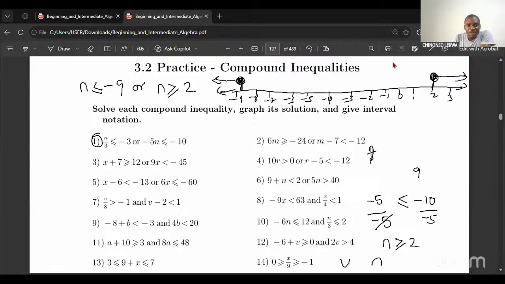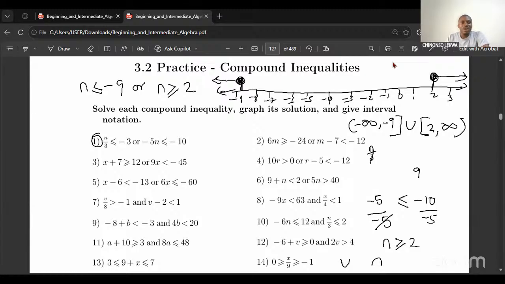In this case, I'm going to have negative infinity, comma, -9. Now this is going to be this type of bracket. Then because it's or, I'm going to have union, and this is also greater than or equal to, so I'm going to have a close bracket, this shape. Then I'm going to have 2 here, and then positive infinity. All right, so this is the solution to this particular question.